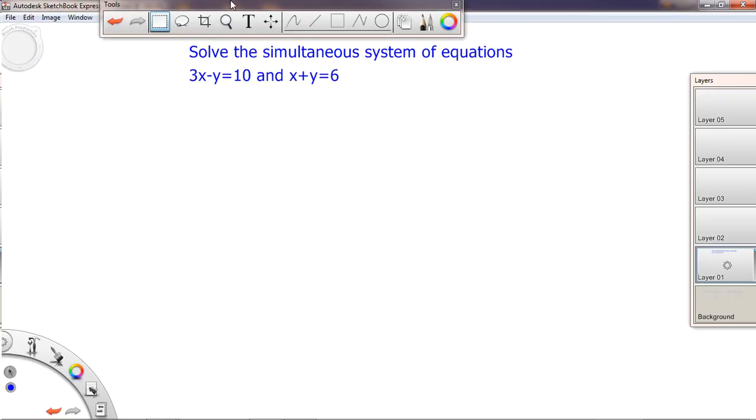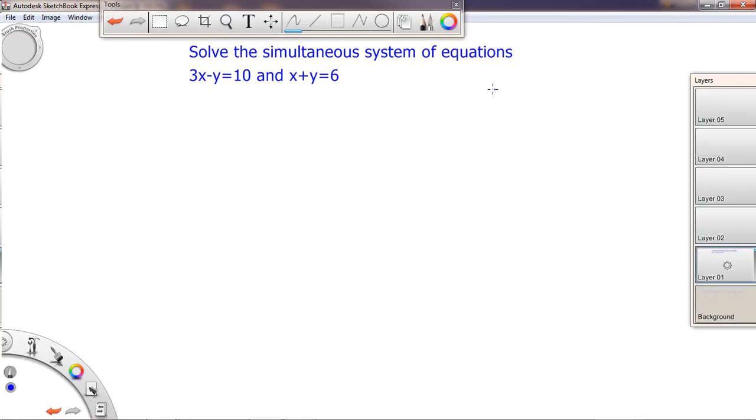So in our first example here, we've got: solve the simultaneous system of equations, 3x minus y equals 10, and x plus y equals 6. What that means is we want to find a solution that we can plug into this equation that will also work for this equation. We need a solution that works for both equations. That's what the simultaneous means. It's got to be a solution for both of these at the same time.